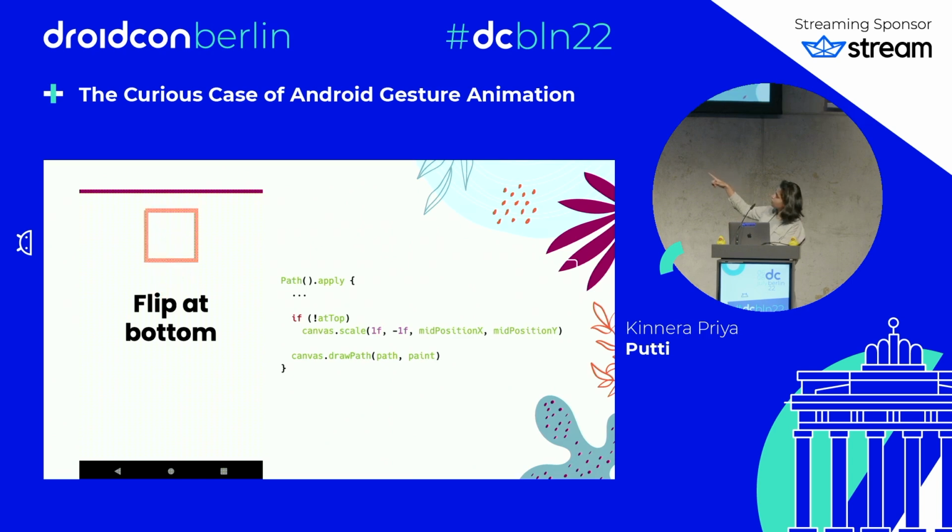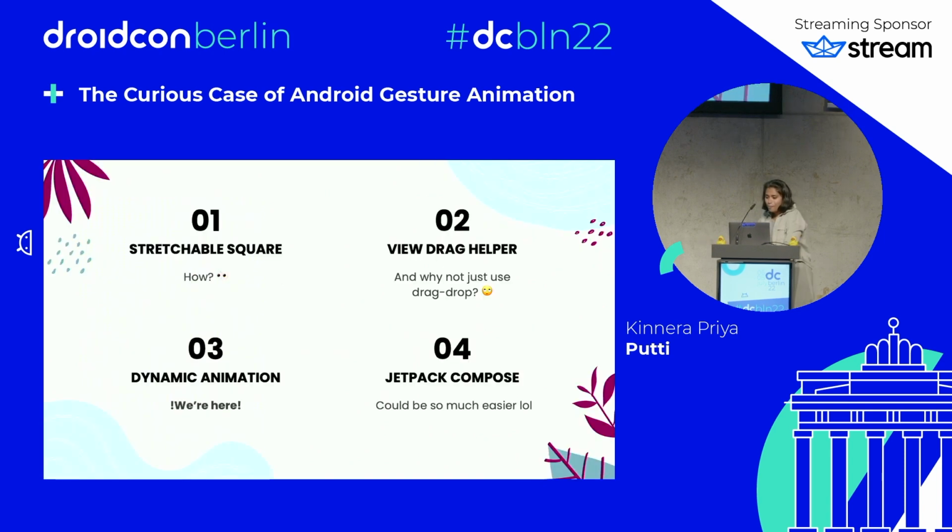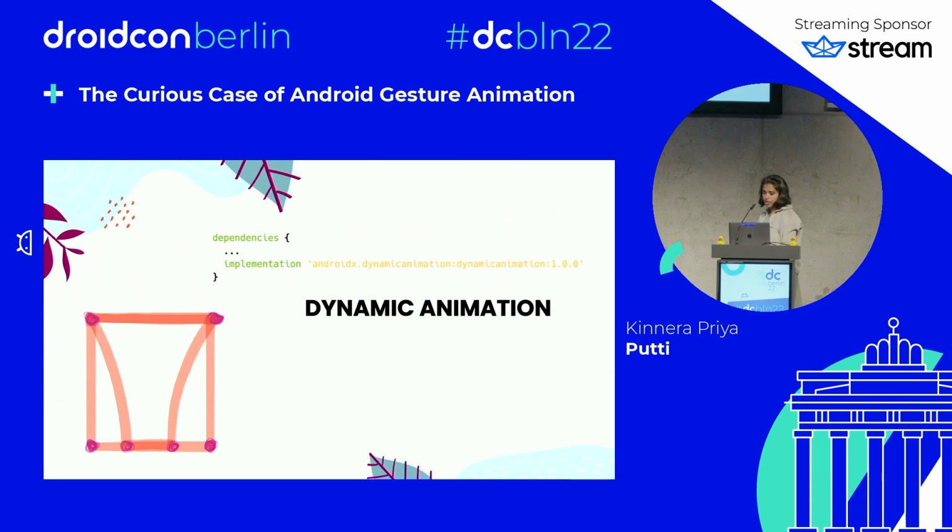First, let's fix the flip at the bottom. This is easy enough to fix. If it's not at the top, we can just scale it, and it goes opposite. Remember, draggable state in Jetpack Compose is actually very easy because they have a reverse argument. You just set it to true. All right, so now that we're here in dynamic animation, we're going to make sure that it flings back from the top to the bottom instead of bottom to top. So let's see how that goes.